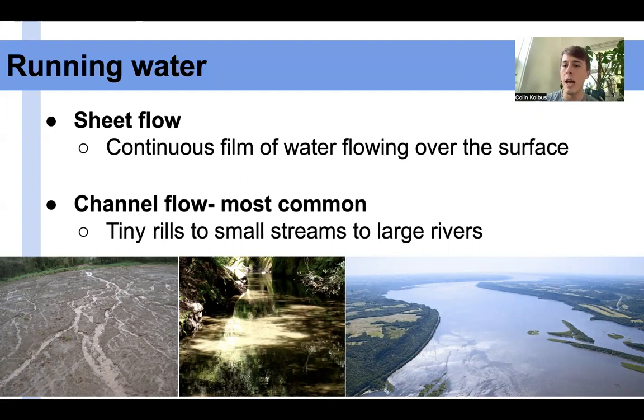And so there's two different types of water flow. You have sheet flow, which is a continuous film of water flowing over a given surface. This is very common in the environment because channel flow erosion processes happen. And as water rolls down the side of a hill, it will take sediment and bits of mass with it.